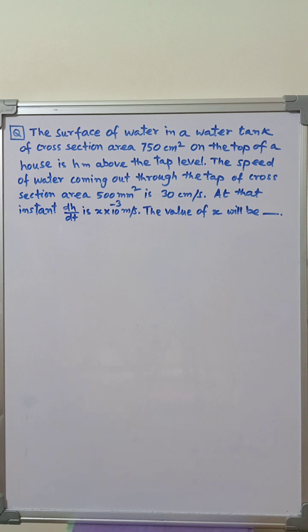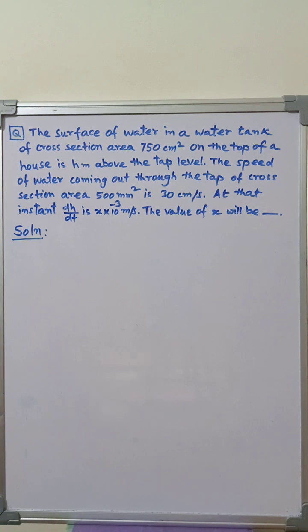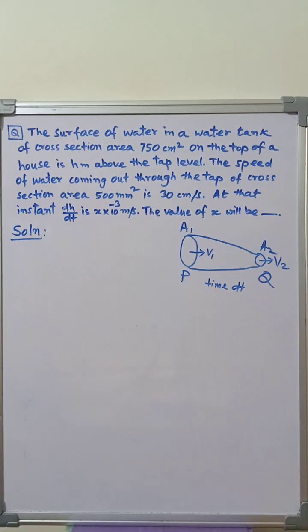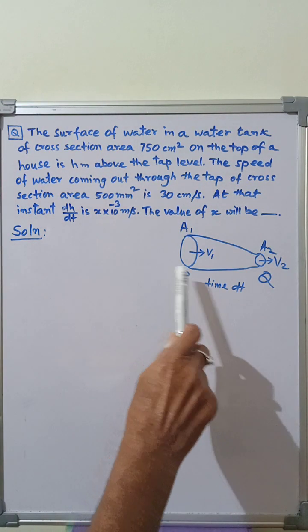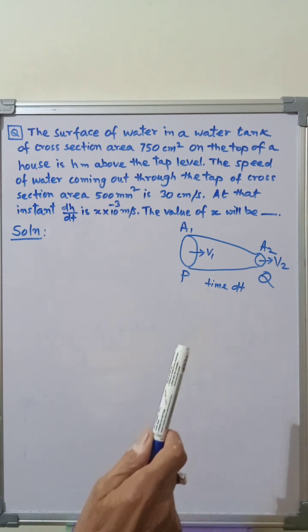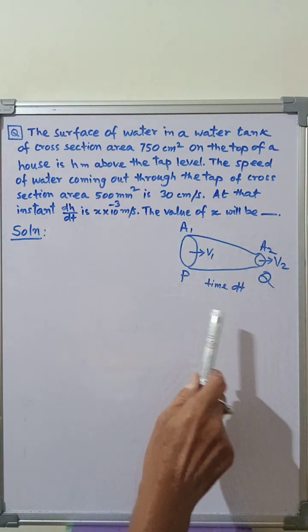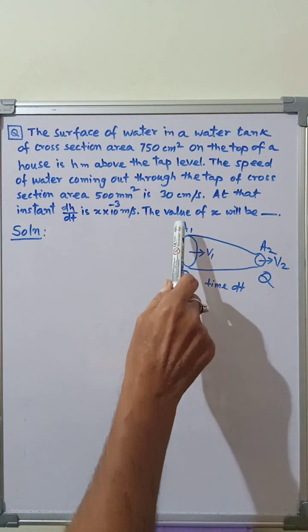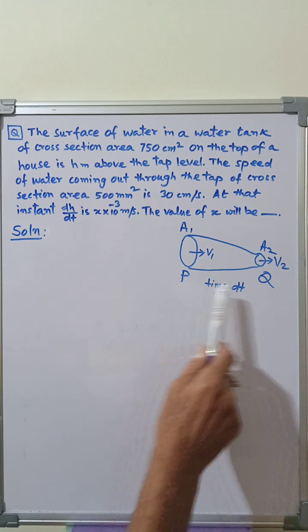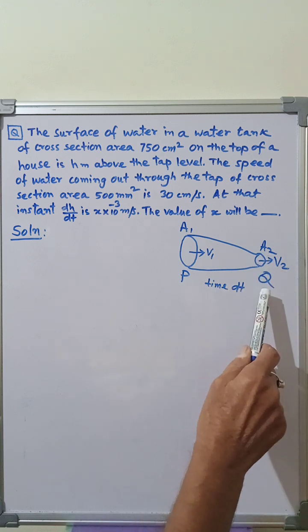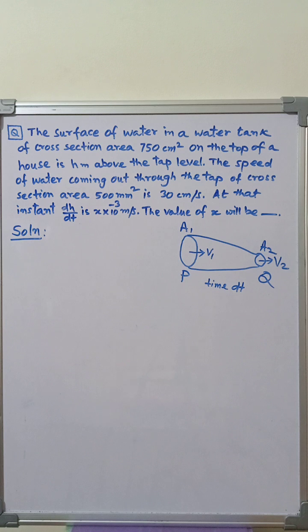Now for the solution. First of all, let us understand the equation of continuity for the flow of liquids. Consider the flow of liquid across two different cross-sectional areas A1 and A2. A1 is the cross-sectional area at P and A2 is the cross-sectional area at Q.